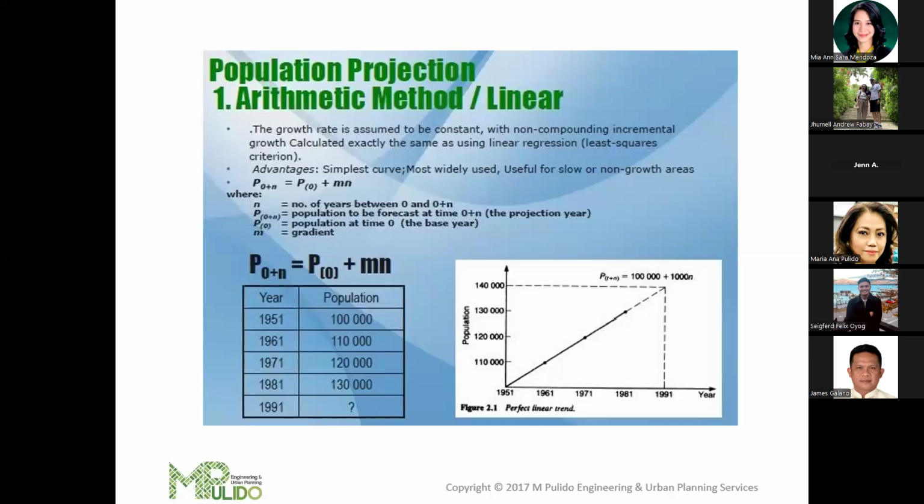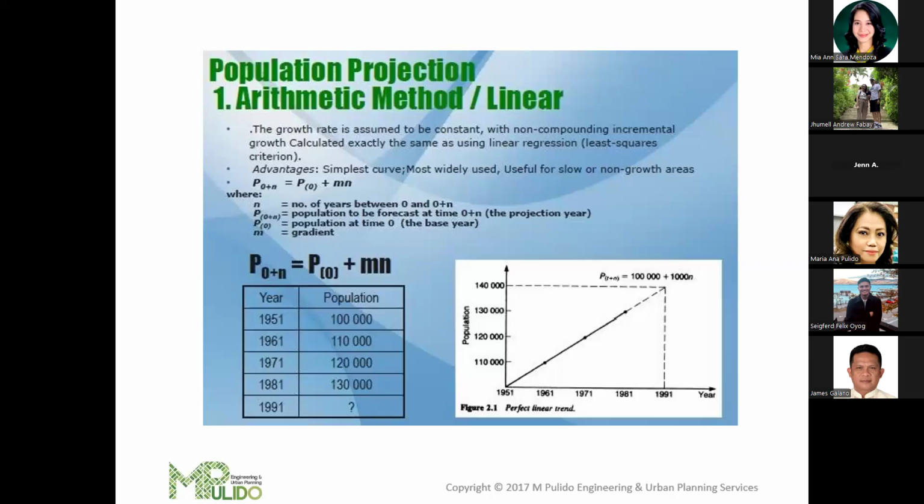When we solve problems in this, it will state the base year, for example 1995, and if it asks you to project for the next 5 years, you have to add that 5 years. And so P0 is the population of the base year, M is the average increase per time unit, and N is the number of years from the base year.